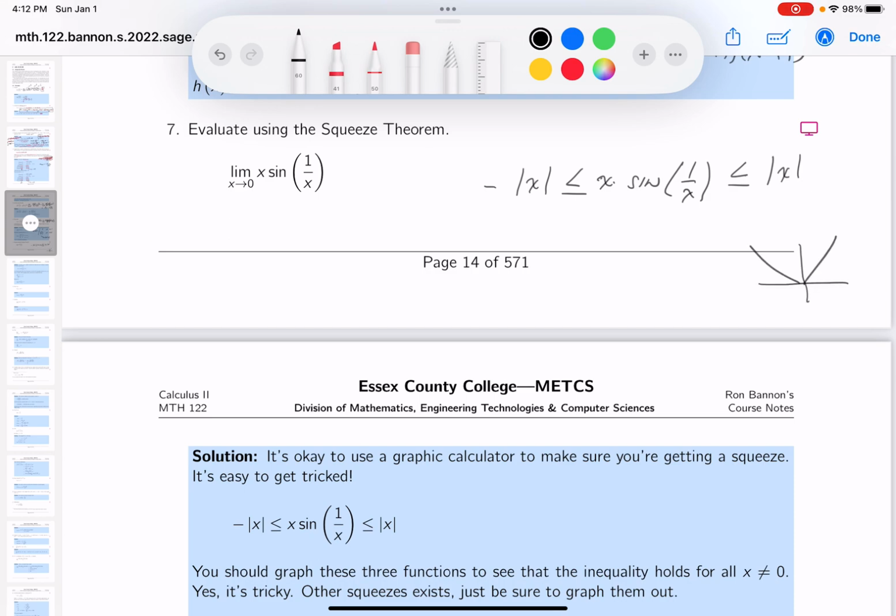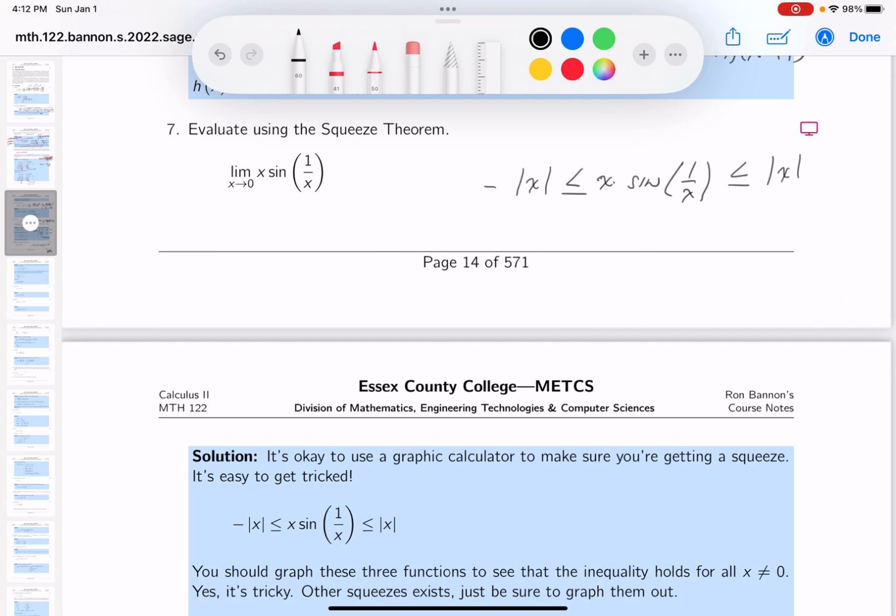The absolute value of x looks like this, and the absolute value of minus x, the opposite of it, would look like this. And I'm saying that this thing in between fits in here somehow. And over here, it doesn't have to be at 0, by the way. So I'm going to say that's a good squeeze. That's a really nice squeeze to get over here.